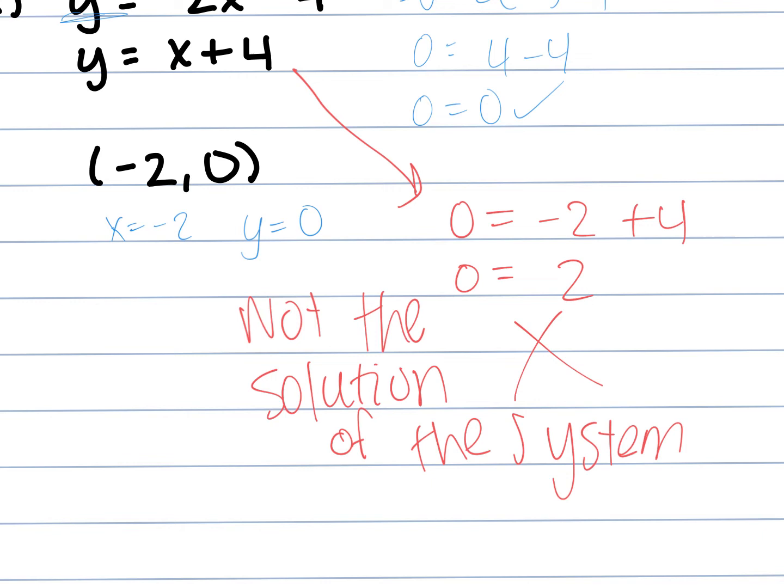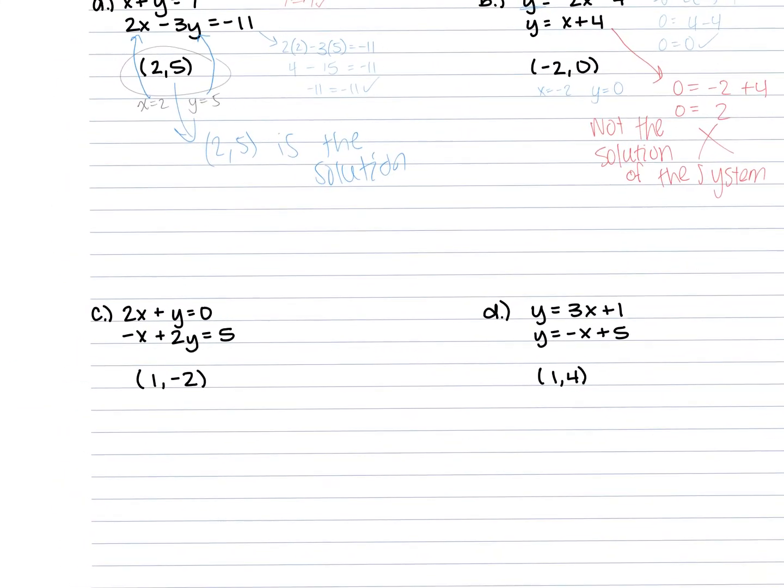Why not? How did you know that this one wasn't, but the first one was? Karen? We can't intersect both lines. Very good. This point does not intersect. It's not the intersection of both lines. Very good. I want you guys to try C and D right now.